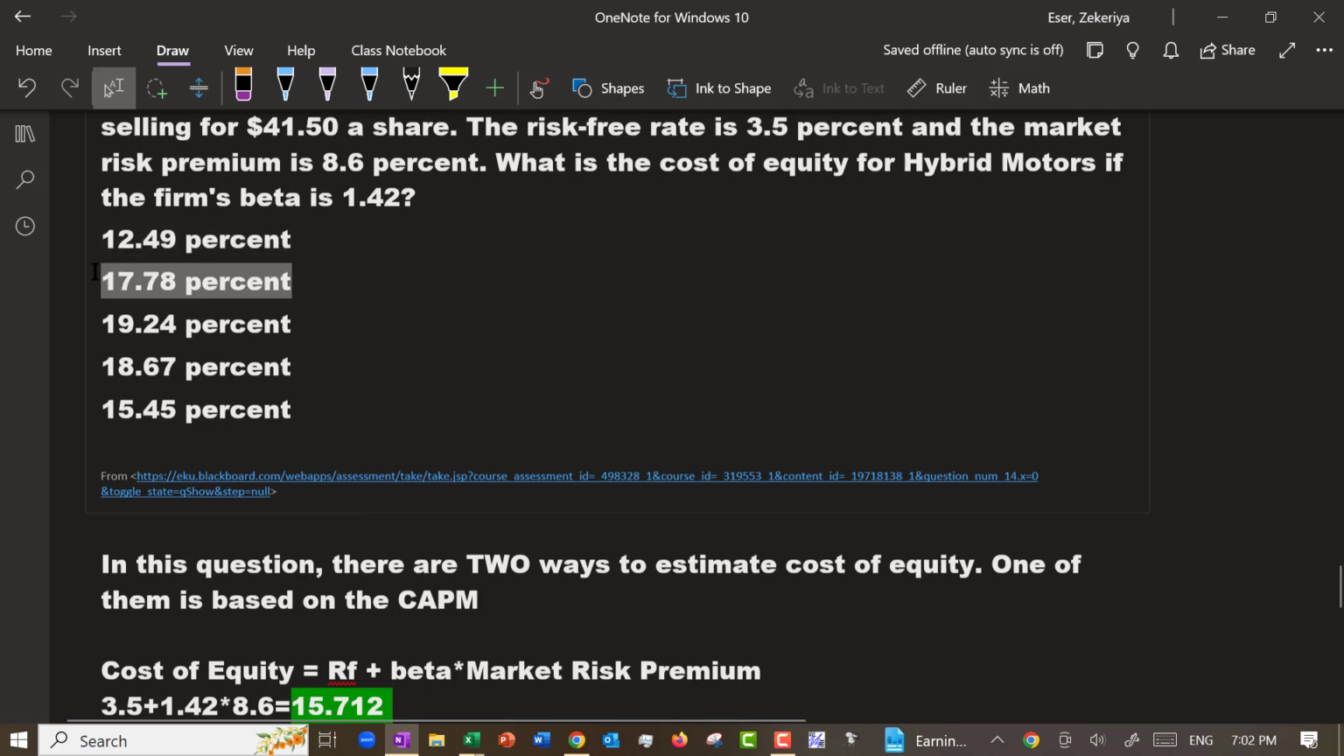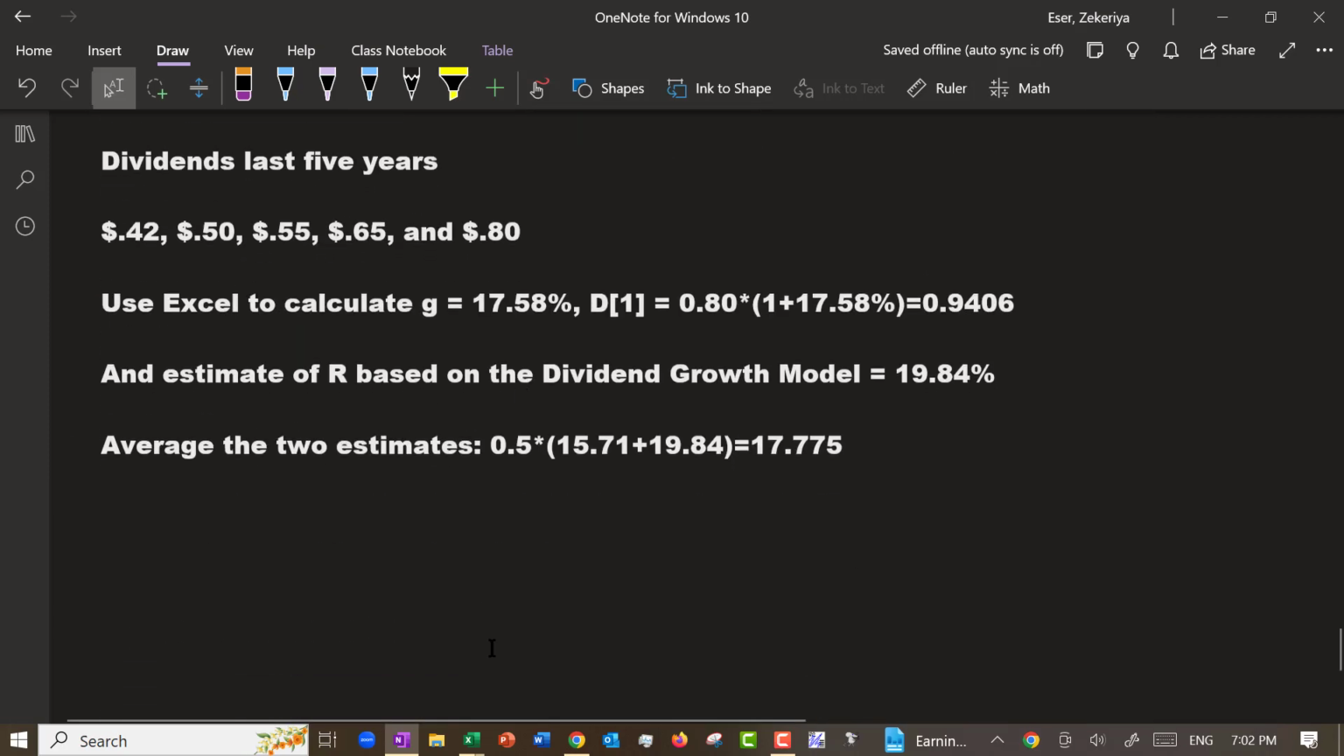Right there. I do admit this is not a quick and dirty, easy question, but if you follow the principles, there are two ways we can estimate cost of equity as required rate of return on stocks. One is the CAPM, the other is the dividend growth model that we know of in this class. Well, I have necessary information to be able to do both, so I calculate both and take the average. That's the trick of this question.